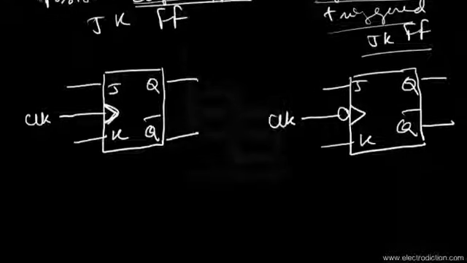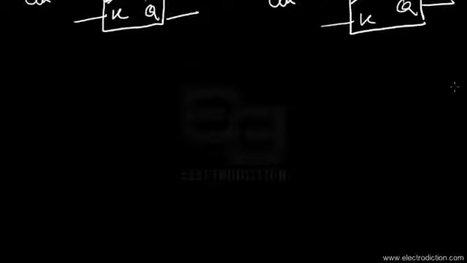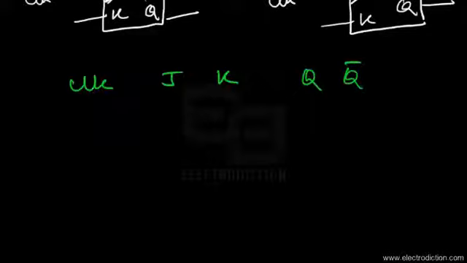Now let's quickly move on to its truth table. We'll have the following heads. I'll use a different color in this one. There goes the clock, the J and K inputs, and the Q and Q bar outputs. Let's assume that the previous state of this flip-flop was 0, 1 in this case, and then we apply an input to the JK terminals as, let's say, 1 and 0.